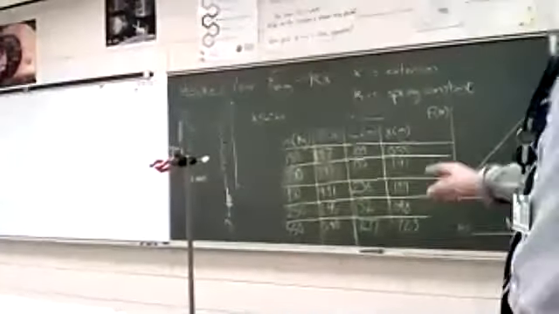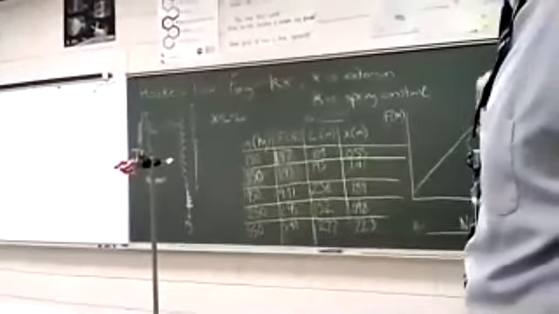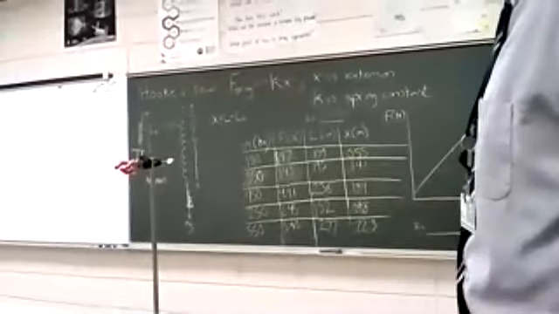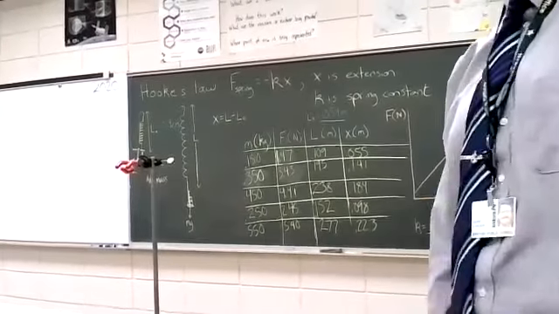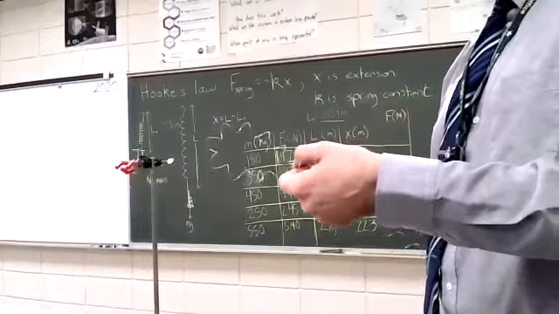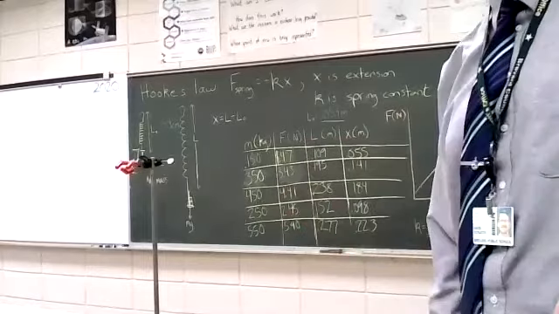Remember, to conclude your lab, you want to plot force against extension and find the slope of the best fit line. That slope will be your spring constant k in newtons per meter. That tells us the spring constant of this spring when it was still obeying Hooke's law.